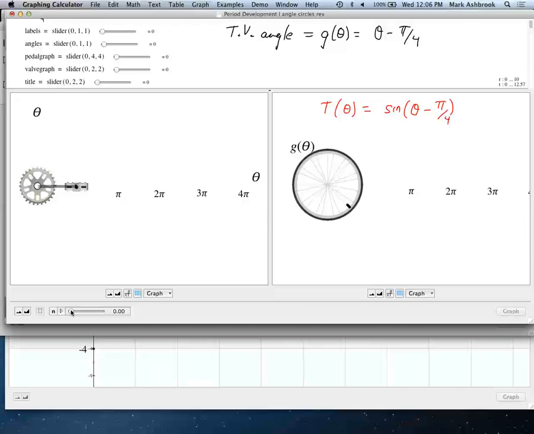So is the tire valve ahead or behind of the pedal? Clearly behind, right? How much behind? And how is that seen in our argument angle? How does the argument angle express that the tire valve angle is always pi over 4 behind? No, the argument angle. How is it seen in the expression of the argument angle? You take the angle of the pedal and then you subtract pi over 4. Yeah, if we're subtracting, then that angle is going to be less. It's going to lag behind, right, by pi over 4. Makes perfect sense, right? Okay, so, pedal graph.